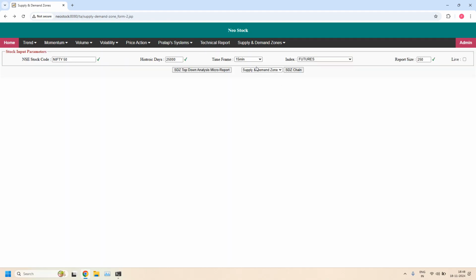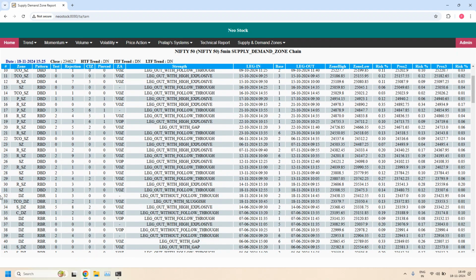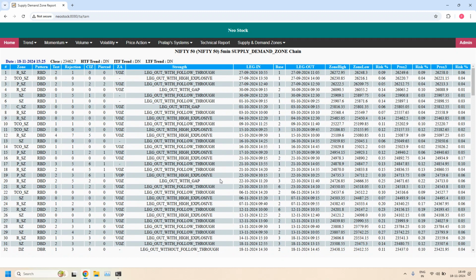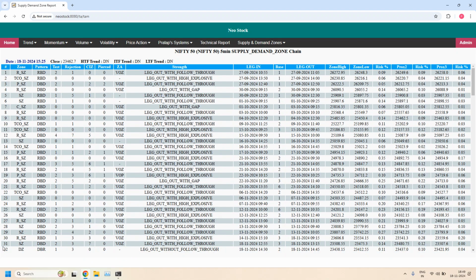Next time frame is 5 minutes, the 5 minute supply demand zone chain for Nifty. The demand zone starts from serial number 32, so that means all of the ones above are supply zones. Item 32 onwards, the last ones, are demand zones.